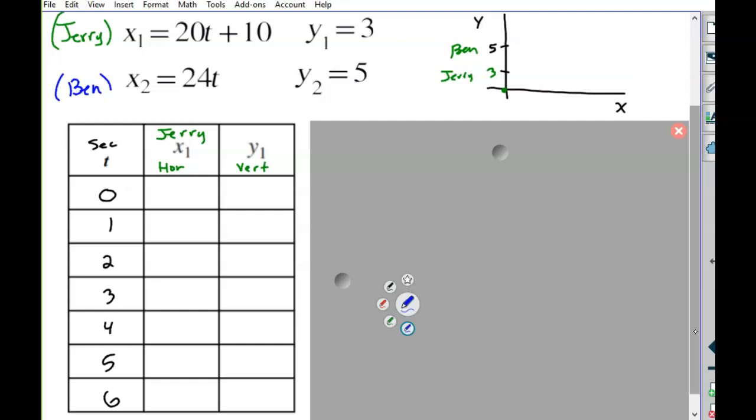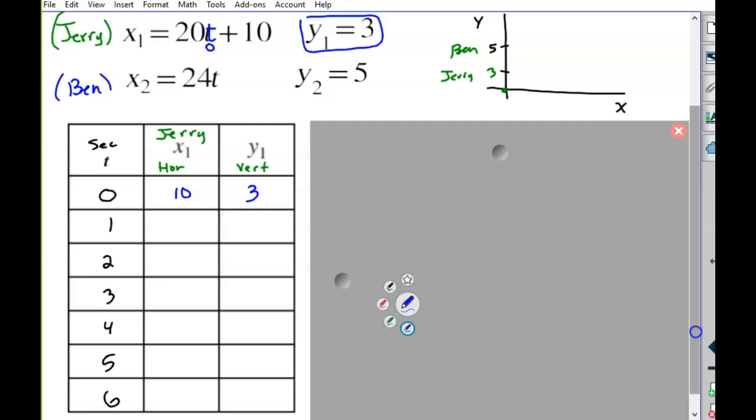At time 0, where is Jerry? Well, if I plug 0 in for the time, 0 times 20 is 0 plus 10. Jerry is already at a 10-foot head start. But his y position is 3. Because that's what they say is the equation for y, he's 3 feet away from the person who's saying go. And then what about 1 second?